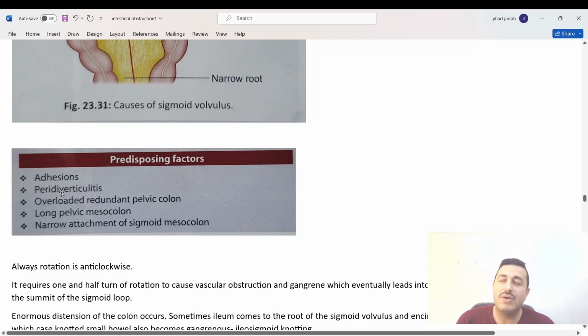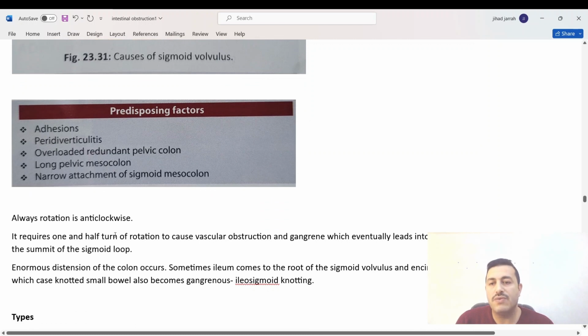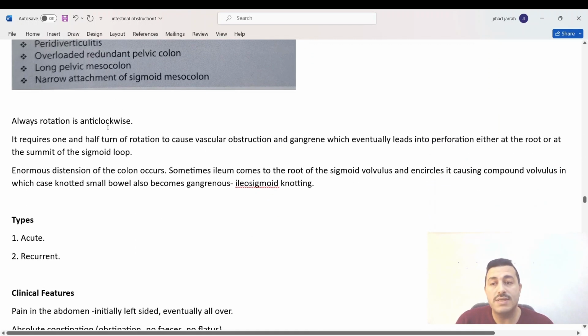In the lecture of diverticulitis, we said the correct term is peridiverticulitis. And redundant pelvic colon, long pelvic mesocolon, narrow attachment of the sigmoid colon. It's always anticlockwise for unknown cause, and to reach vascular obstruction it requires one and a half turns, which may lead to ischemia, gangrene, and perforation.